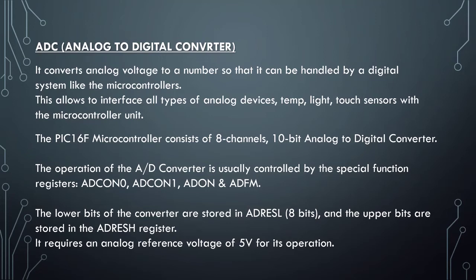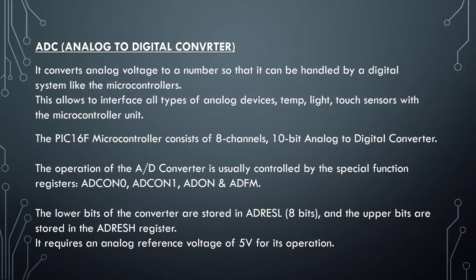We might experience some difference in temperature or intensity of light or a feeling of touch with the sensors. So these are all analog values, but the microcontroller cannot grasp these analog values. So we need the ADC to transform them into a number that can be understood by the microcontroller. The PIC16F microcontroller has an 8-channel, 10-bit analog to digital converter. The operation of the AD converter is controlled by four special function registers: ADCON0, ADCON1, ADRESH, and ADRESL.